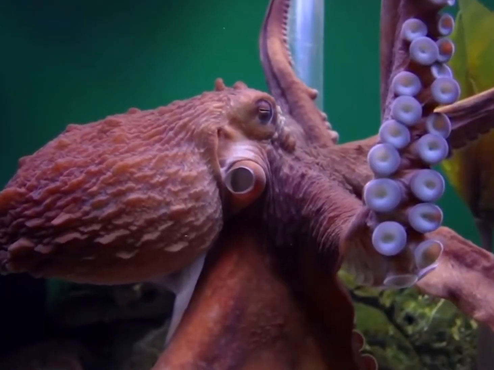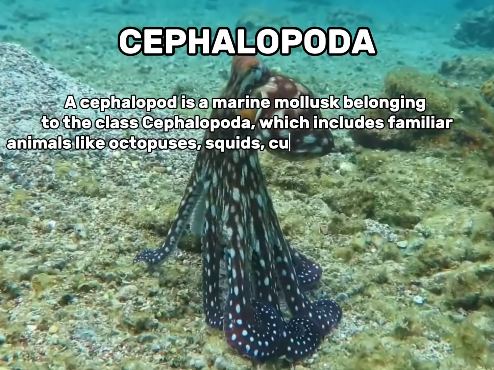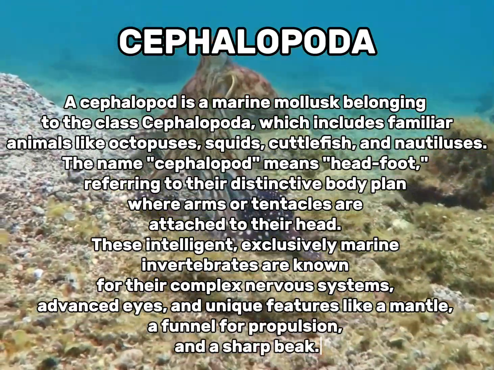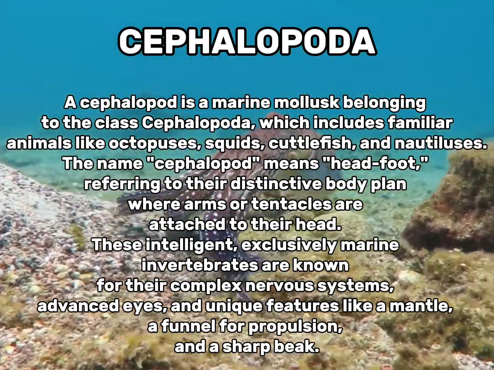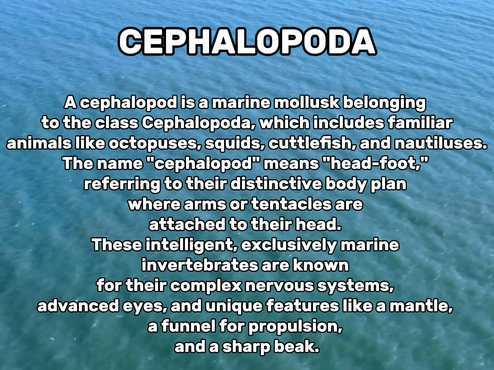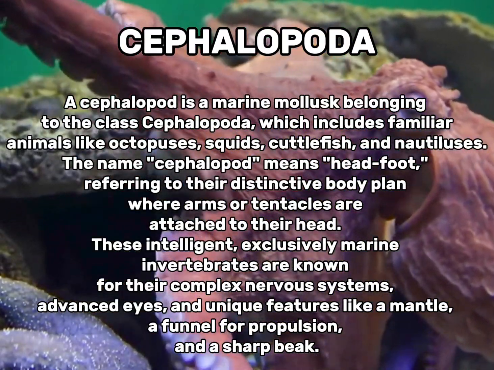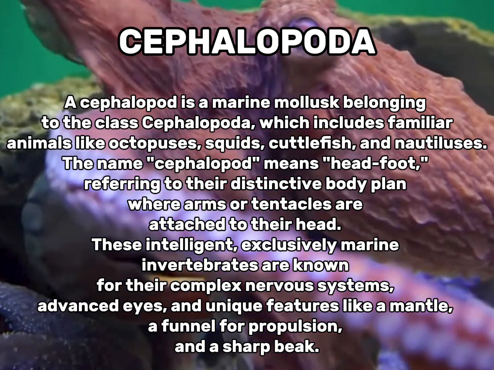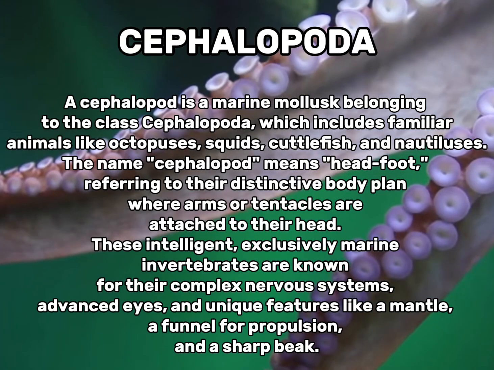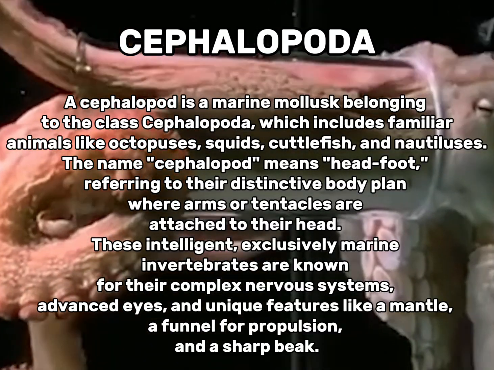And for the last one, we have Cephalopoda. A cephalopod is a marine mollusk belonging to the class Cephalopoda, which includes familiar animals like octopuses, squids, cuttlefish, and nautiluses. The name cephalopod means head and foot, referring to their distinctive body plan where arms or tentacles are attached to their head. These intelligent, exclusively marine invertebrates are known for their complex nervous systems, advanced eyes, and unique features like a mantle, a funnel for propulsion, and a sharp beak.